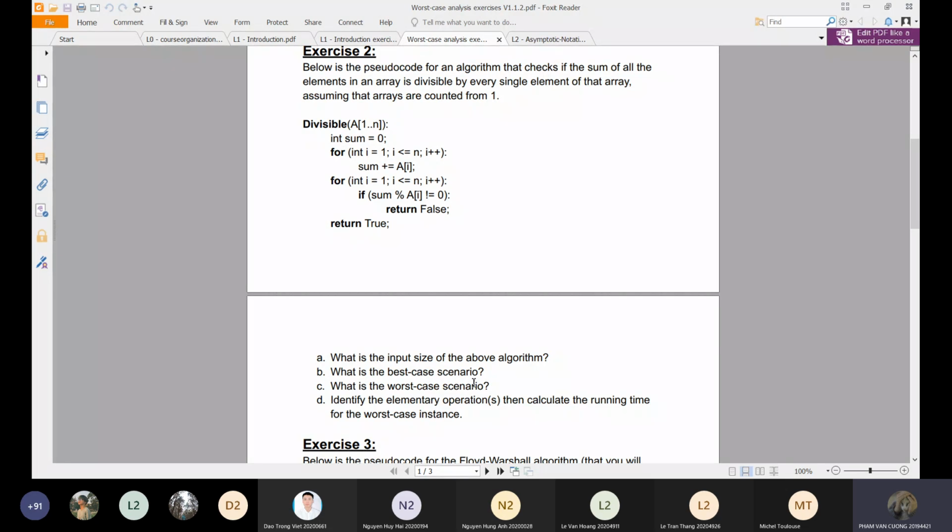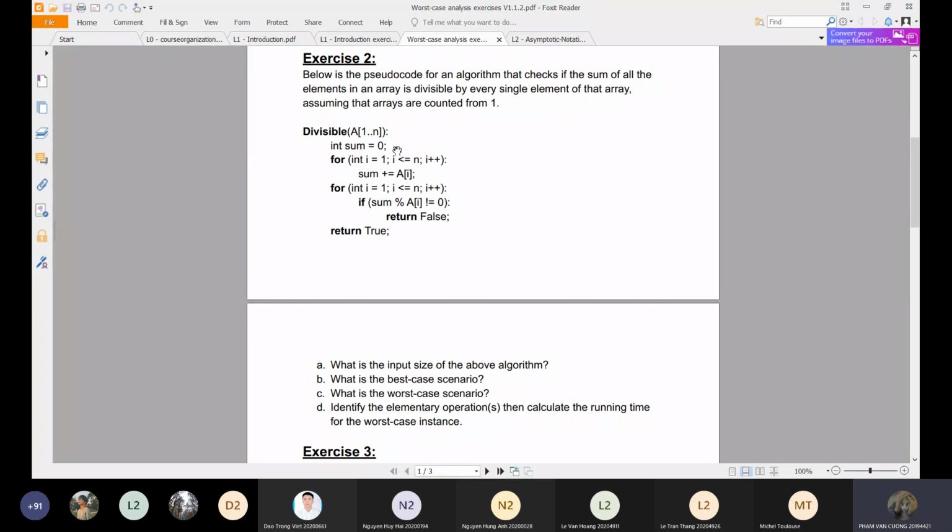So what is the best case scenario and the worst case? The worst case. Well, actually, there is no best case or worst case in this problem. Because no matter how the input might be, it doesn't actually influence the running time of the algorithm in terms of structure, right? This for loop will always run n times, so on and so forth.